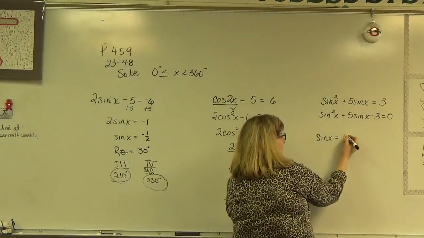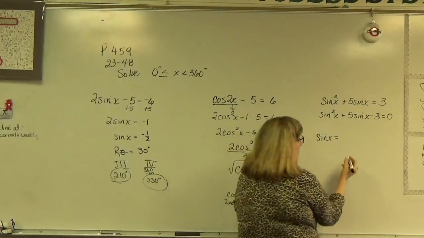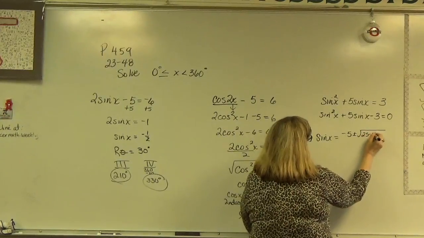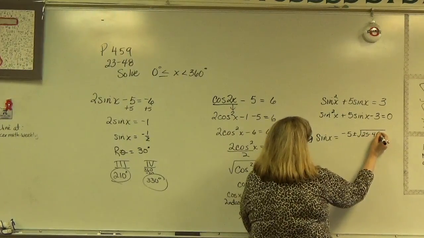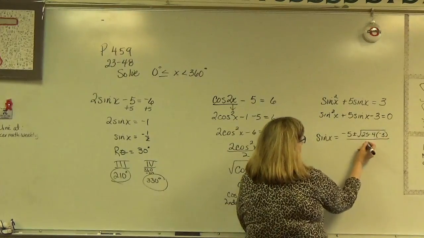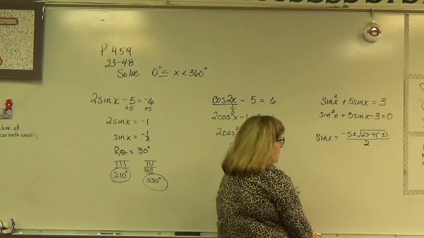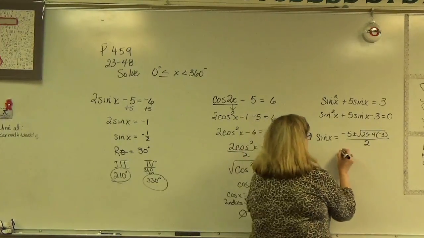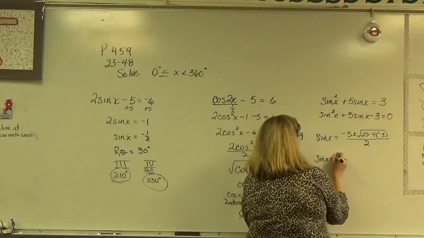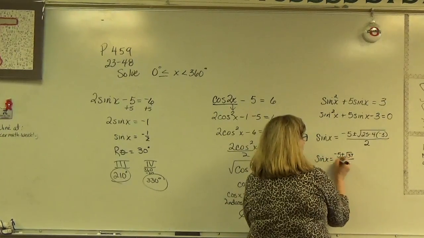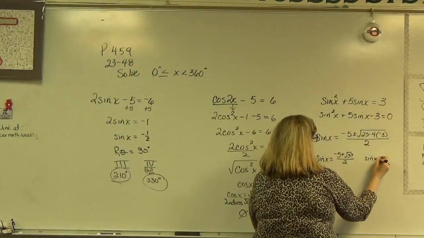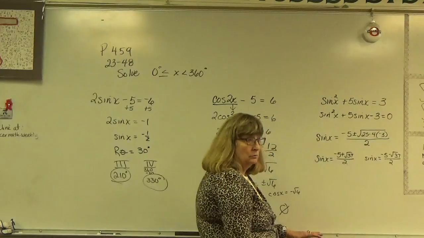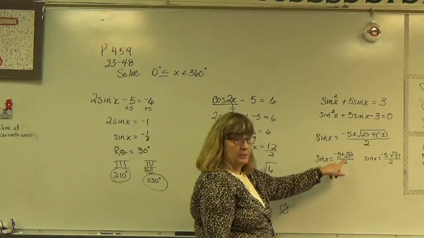And our opposite of b is -5, plus or minus, what's your b squared? 25. 4 times, times -3. Well, times 1. Yeah, but we don't have to put it, so then on the bottom it'd be over 2. Okay, so everybody tell me what you get underneath the radical. 37. So we're going to have sine of x equals -5 plus the square root of 37 over 2. Oh, that's messy. And sine of x equals -5 minus the square root of 37 over 2. Does everybody concur? Now, don't we need to find out what this one is?